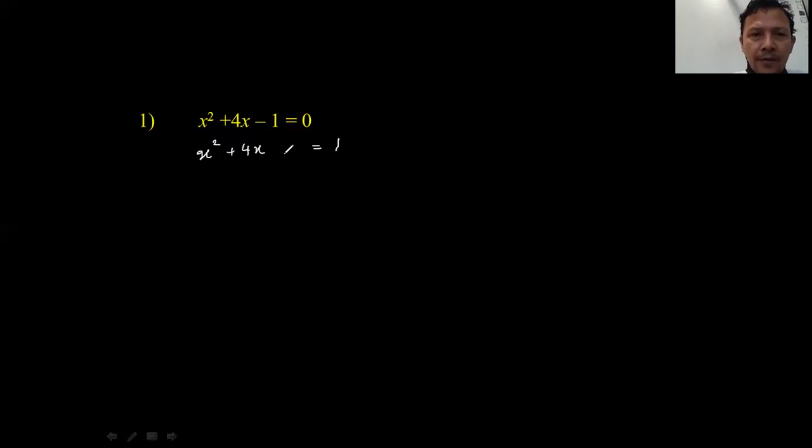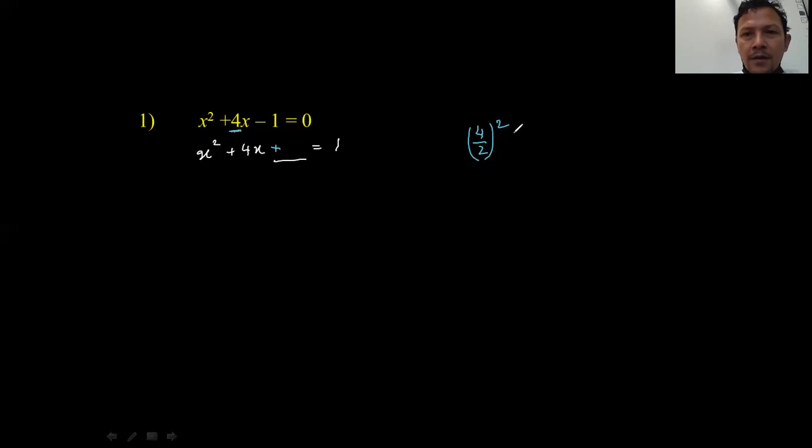Now I have left a bit of space over here because I need to add a number right over here. So what number needs to be added? You look at the coefficient of x, the middle term. In this case, it is 4. So what we do, we take that number, divide by 2, and then square it.